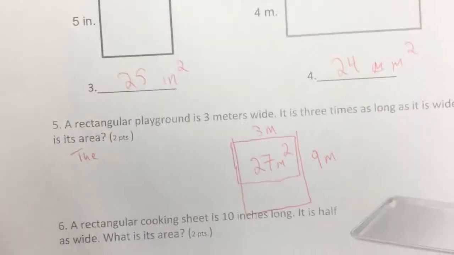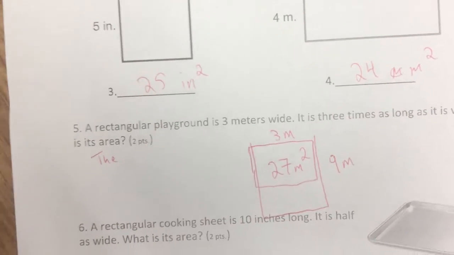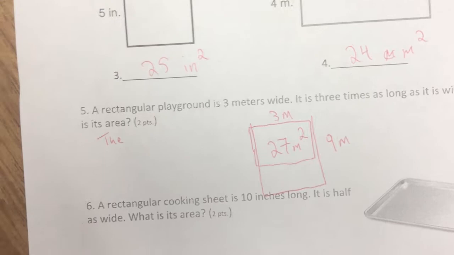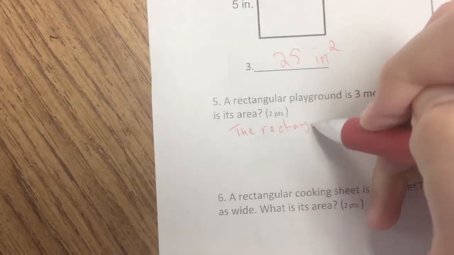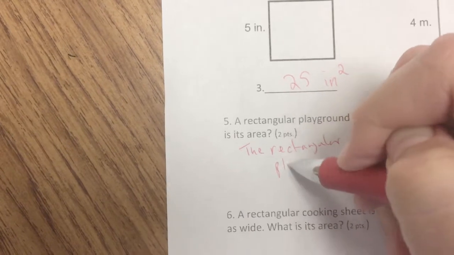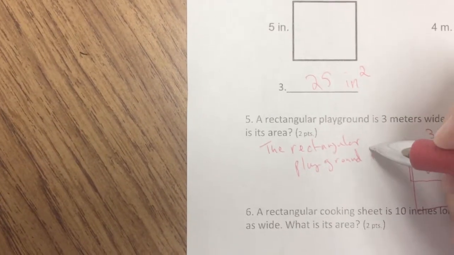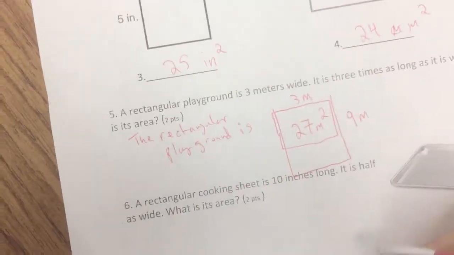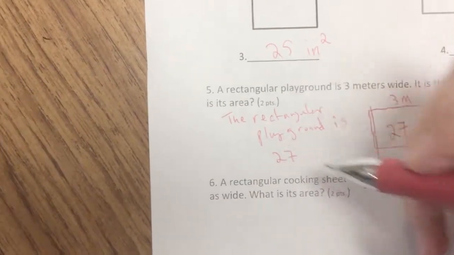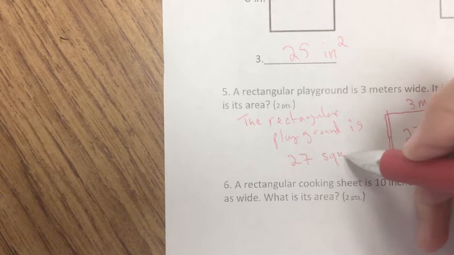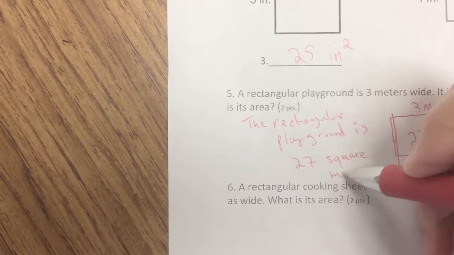The area, so here's an example of, this is a word problem, so it needs word answers. It's asking about a rectangular playground. The rectangular playground is 27 square meters.